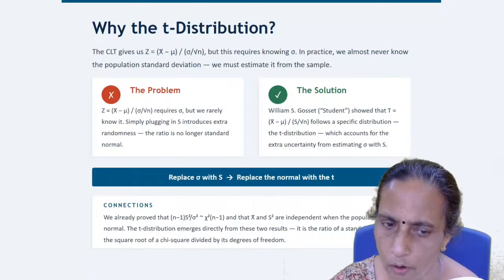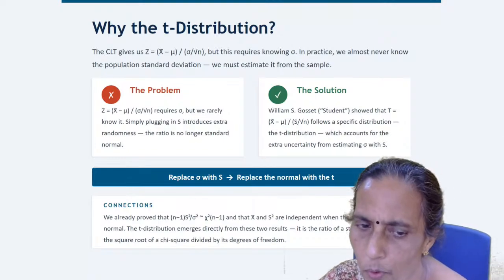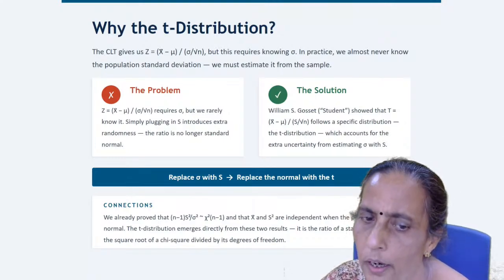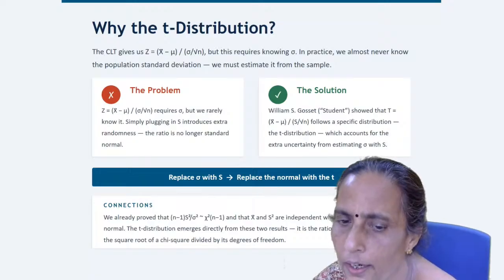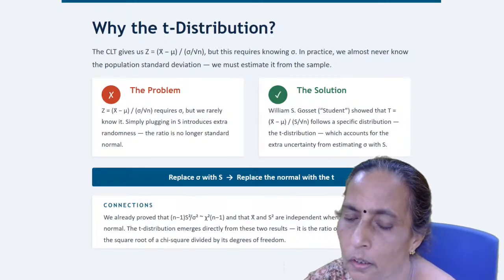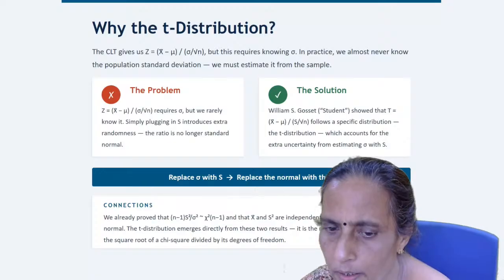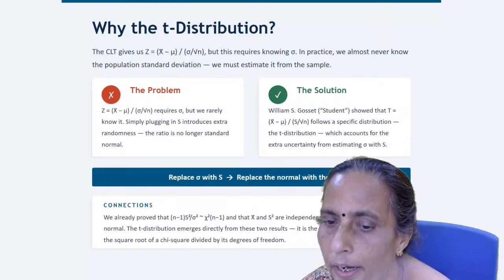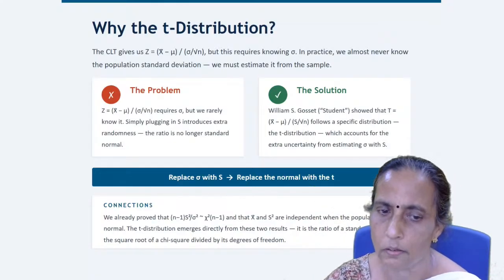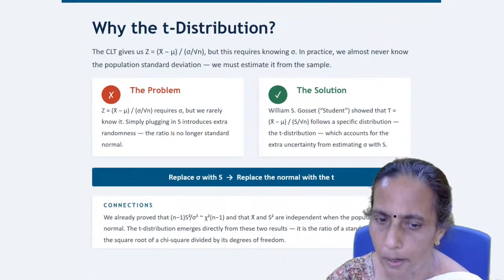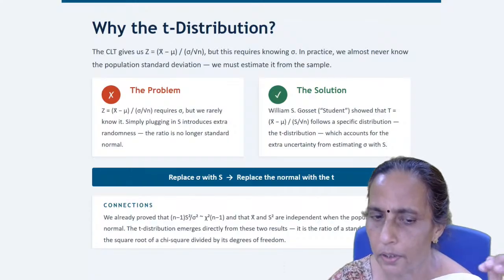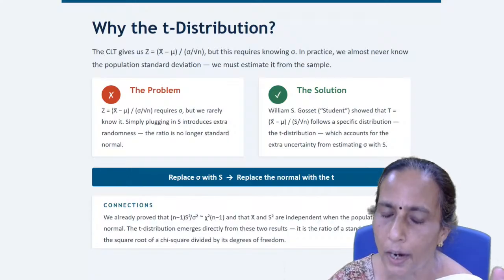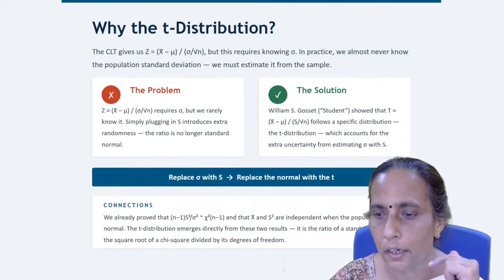We already proved that n minus 1 times s squared by sigma squared is a chi-square distribution with n minus 1 degrees of freedom, and that your sample mean and sample variance are independent when the population is normal. So your t distribution emerges directly from these two results. It is the ratio of a standard normal to the square root of a chi-square divided by its degrees of freedom.